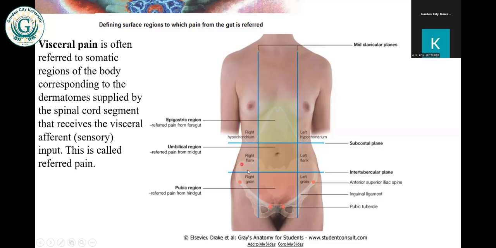For example, if someone has appendicitis, if the visceral peritoneum is involved, the person will not be able to localize the pain. That pain will be referred to the umbilical region, so the person will feel that the pain is coming from here. But when the parietal peritoneum is involved, the person will be able to localize the pain, and tell that the pain is coming from this point at the right iliac fossa.